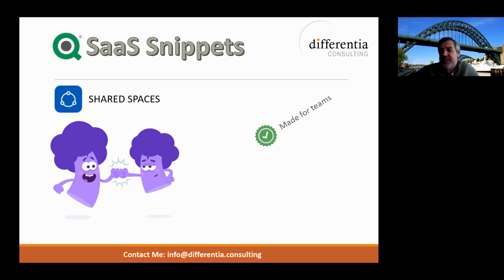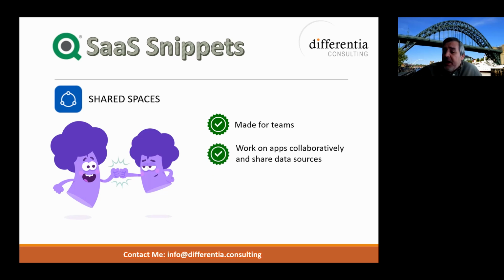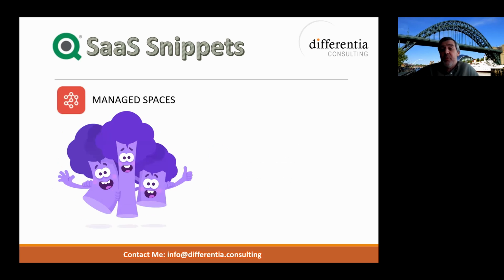Now, a shared space is ultimately made for teams. So if you want to collaborate on an app, share apps with a small number of users, perhaps, whether that may be for testing or perhaps co-developing some new and exciting Qlik Sense apps. You can work collaboratively and share data sources within the shared space. It's not really used for end user consumption. You can do it. You can obviously give end users access for testing purposes, but it's not really supposed to be used for that. That's really for when you publish that to the third type of space, which is the managed space.